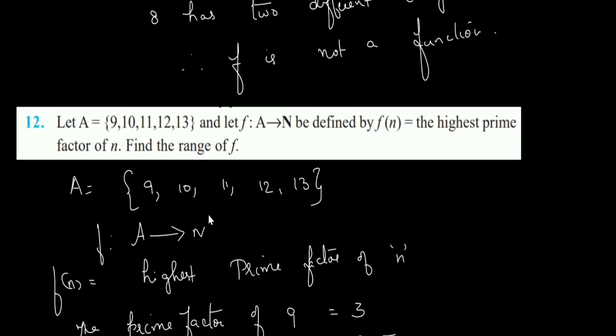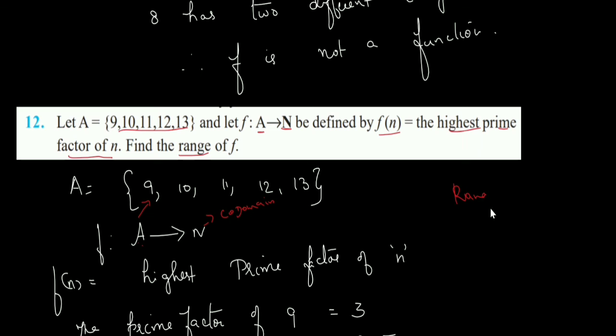Next, question number 12. Let A be the set 9, 10, 11, 12, 13. F is defined from A to N, where N is the set of natural numbers, and f of n is defined as the highest prime factor of n. So the set A is 9, 10, 11, 12, 13, and A to N means the input, the domain, is A, and this is the codomain. We have to find the range.